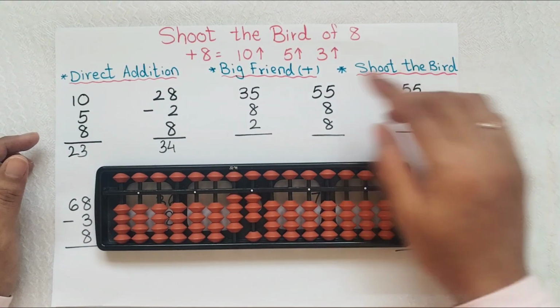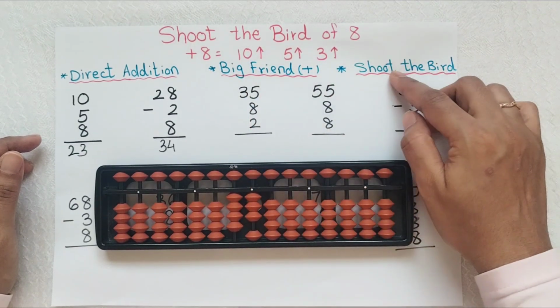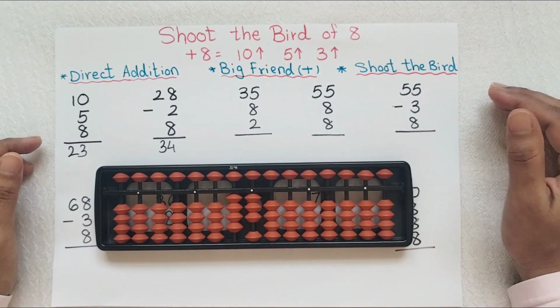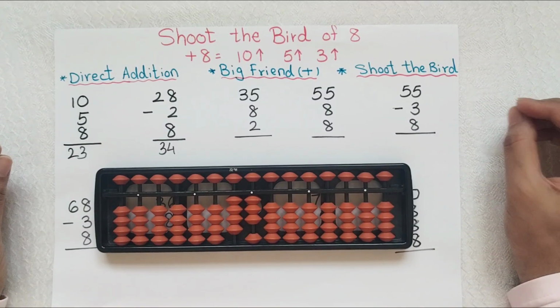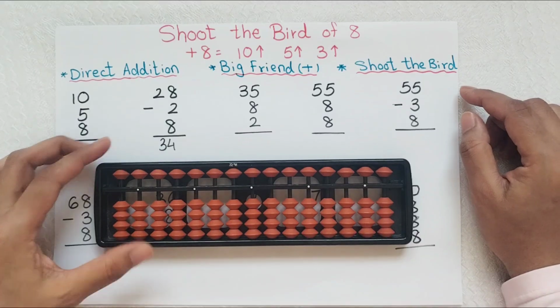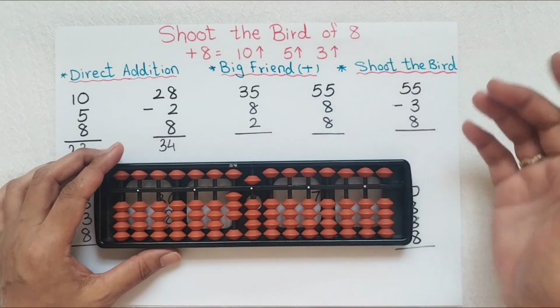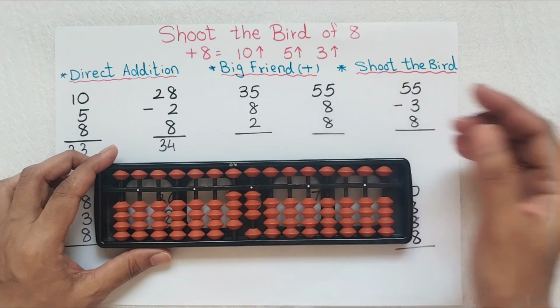So you have to remember this step very clearly. It says 10 up, 5 up, 3 up. You have to keep repeating this in your mind. The more you repeat, the easier it is to remember. Let us start again. 35 plus 8 plus 2. 35 plus 8 is 10 up, 5 up, 3 up.